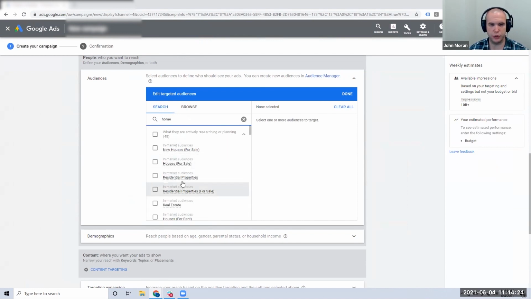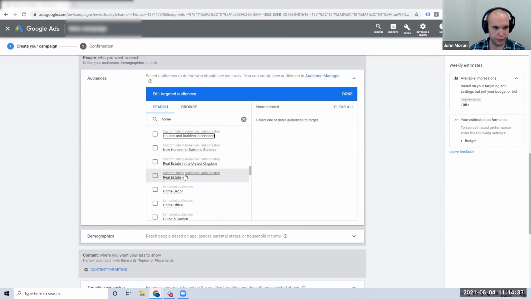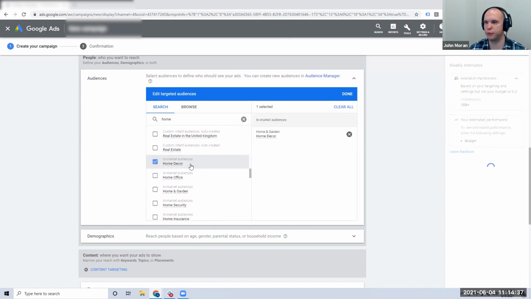So this is what Google is trying to match. Your product categories are going to try to match these in-market audiences. So if we have an audience for home decor, and you give your product a home decor category, it says, okay, I know the audience now that I'm going to start to attach it to.